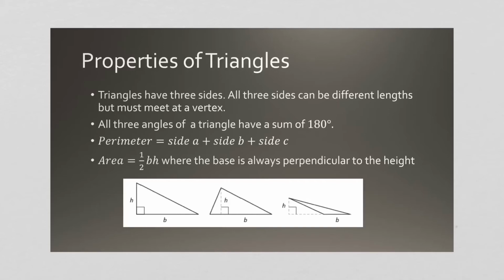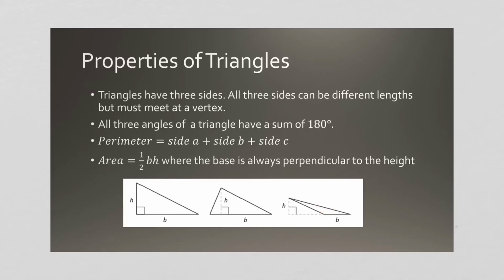Okay, and it's important to note that the base is always perpendicular to the height. That's why right here, the height occurs outside of the triangle, because the height has to be perpendicular to the base, even if the base has to extend out. See, if I had brought it up at a right angle right here, that's what perpendicular means, is right angle, if I had brought it up right here, that's not technically the height.